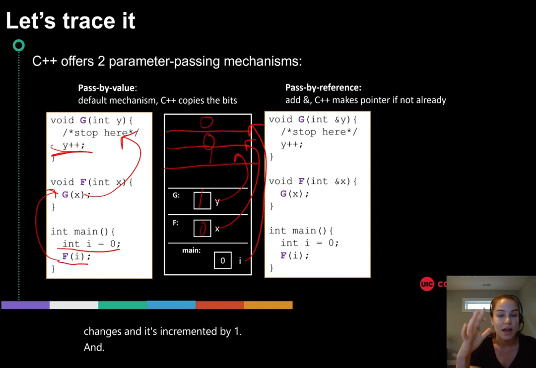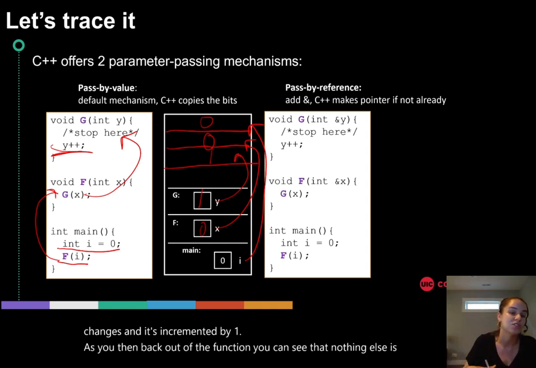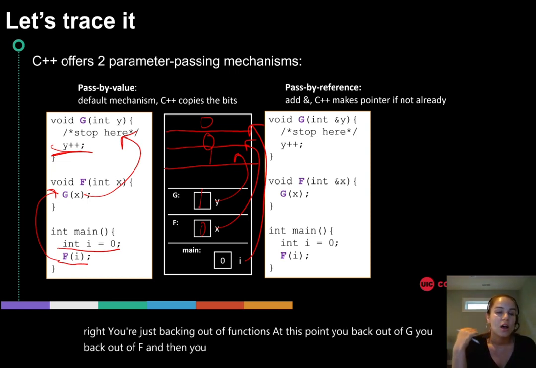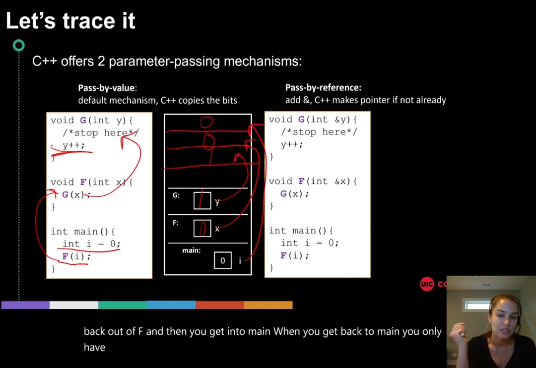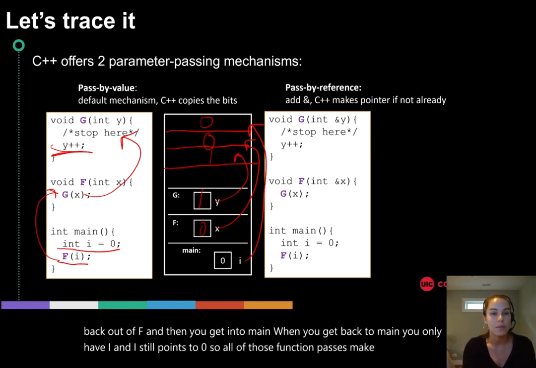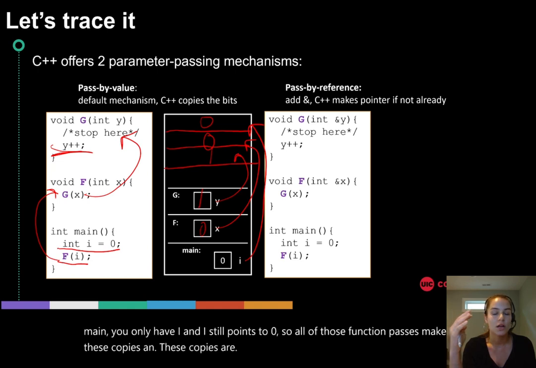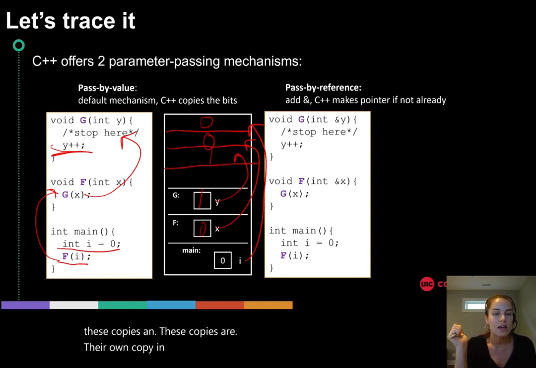And as you then back out of the function, you can see that nothing else is happening, right? You're just backing out of functions at this point. You back out of g, you back out of f, and then you get into main. When you get back to main, you only have i, and i still points to 0. So all of those function passes make these copies, and these are all their own copy in this case. And so if you change one of the copies, the others don't change.